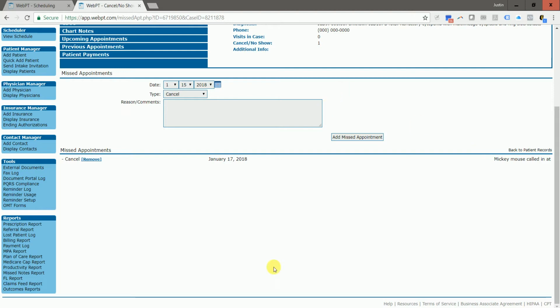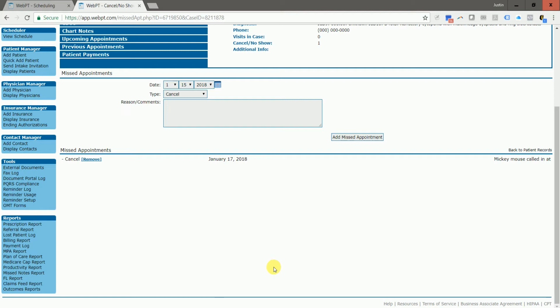Again, I'm always trying to get the patient to come in first, even if they're just feeling a little bit under the weather. If they're hawking up a lung in bed, just leave them at home. Try to encourage them to make up the appointment. But if they can't, then make sure you're really taking in a good cancellation note.